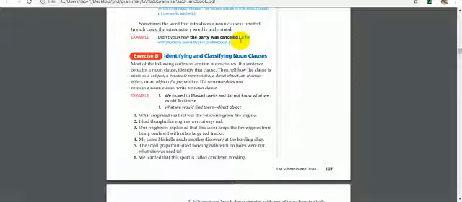Here we will identify and classify the noun clauses. Let's go to number 1. What surprised me first was the yellowish green fire engine. Here, what surprised me first? As we see, it is at the beginning of the sentence and it has a linking verb, so it is a subject. It means "what surprised me first" is a noun clause with the function of subject.